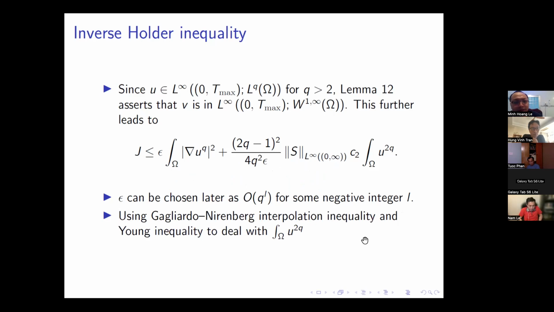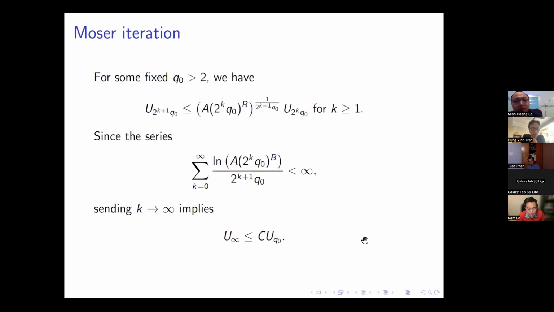And then we can proceed with the Moser iteration, which is, let a sequence of k here. And then we can check that the series here is bounded. So we can set k go to infinity, and then we have L infinity. And that completes the loop.